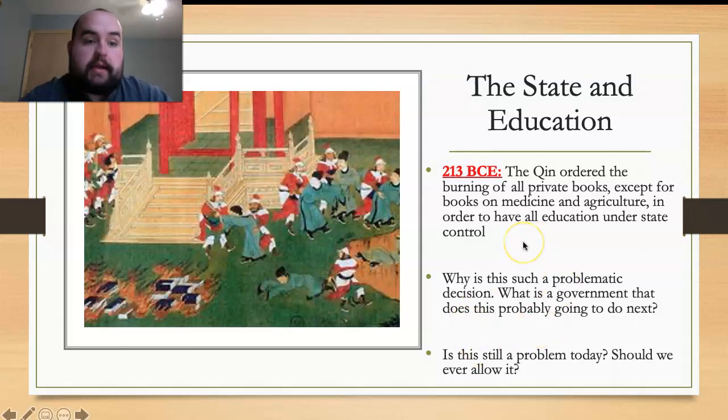Now, hopefully you will recognize, why is this such a problematic decision? Why is it problematic for the government to get too heavily involved in education? For example, has this ever been a problem in America when the government gets too involved in education? Yeah, give you a moment to think on this.